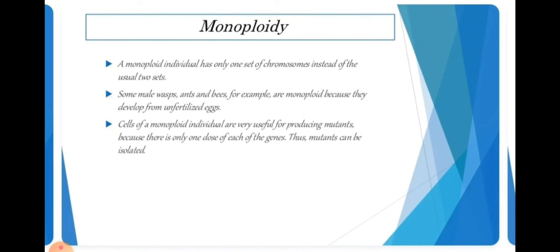Monoploidy: a monoploid individual has only one set of chromosomes instead of the usual two sets. Some male wasps, ants and bees, for example, are monoploid because they develop from unfertilized eggs. Cells of a monoploid individual are very useful for producing mutants because there is only one dose of each of the genes. Thus mutants can be isolated.